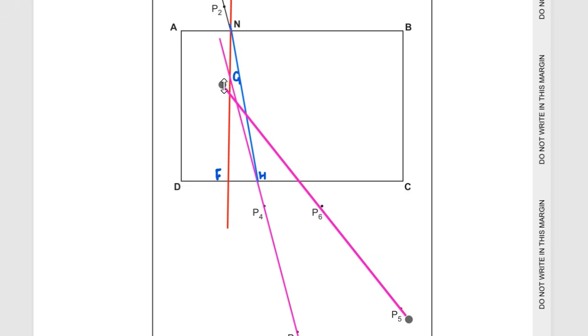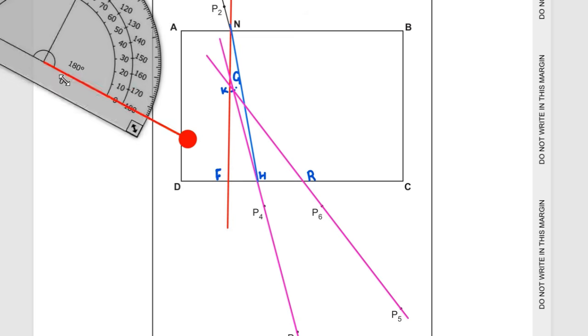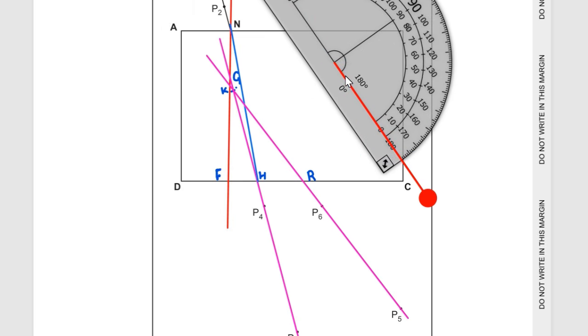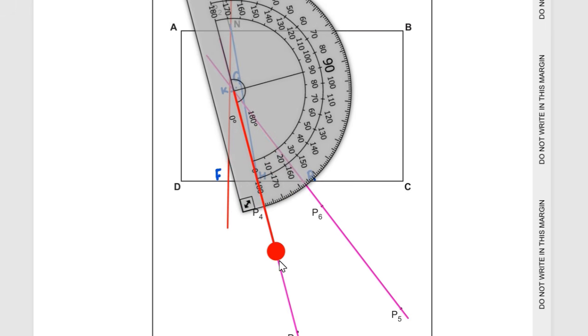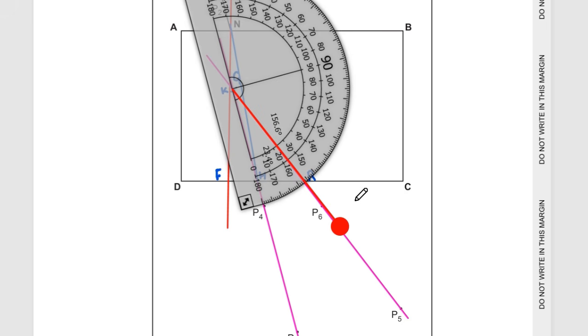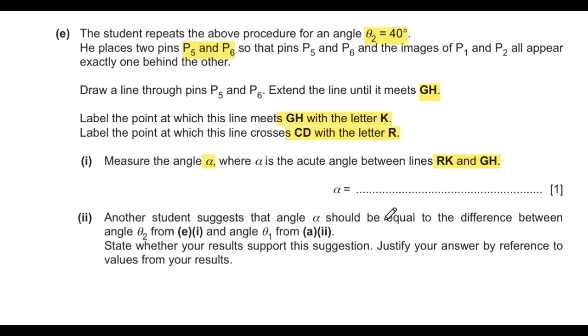Okay, so now I will make the line joining P5 and P6 until it cuts the line GH. The point where it is cutting the GH line is named as K, and the point where it is cutting DC is named as R. Now I will measure the angle GR and KH, putting the protractor over here, aligning it with the first line, and the angle is nearly equal to 23.4, which is approximately equal to 24. So I am writing the angle as 24 degrees.